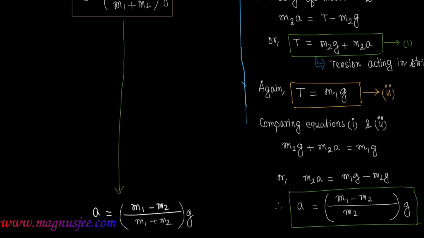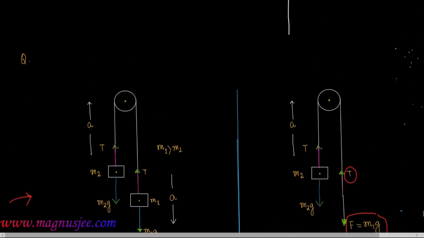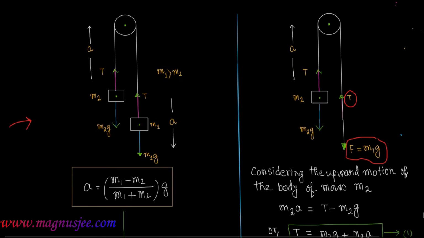In the first case, on the left hand side, the common acceleration a is equal to m1 minus m2 divided by m1 plus m2 into g. And on the right hand side, the acceleration of the block of mass m2 is m1 minus m2 divided by m2 into g. For the left hand side, two blocks are suspended by a string passing over a pulley, so the common acceleration a equals m1 minus m2 divided by m1 plus m2 into g.